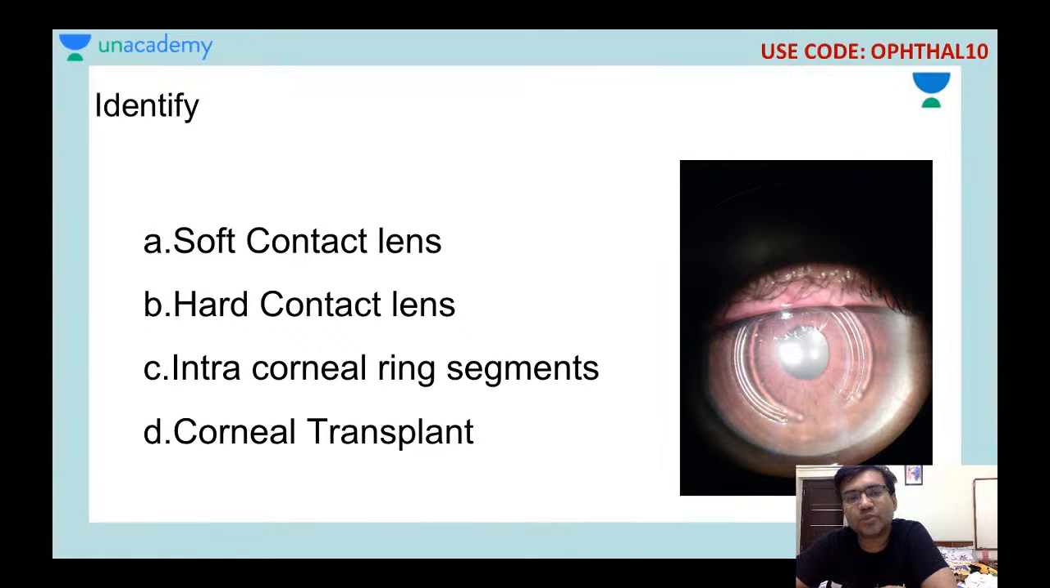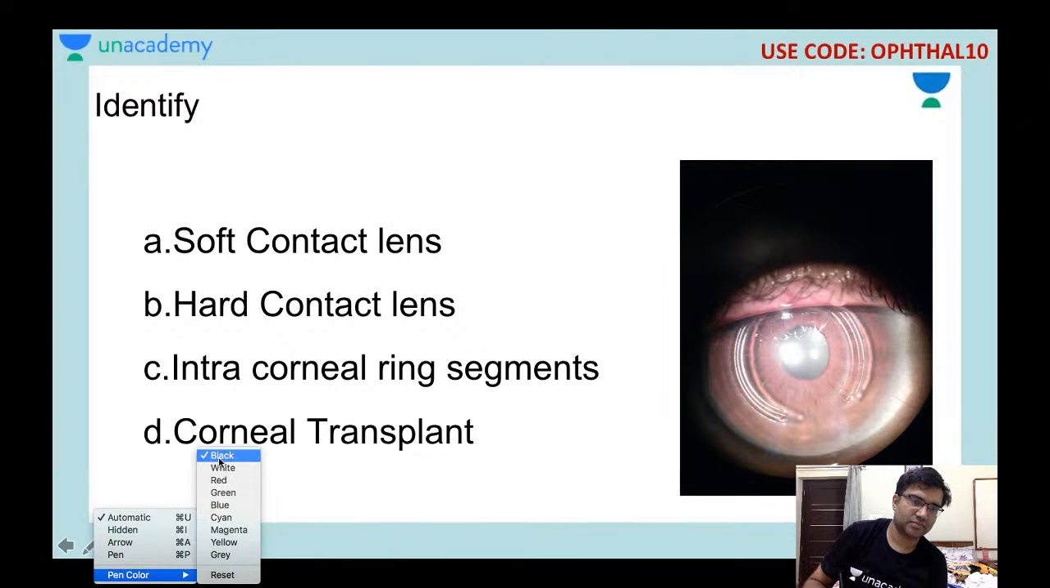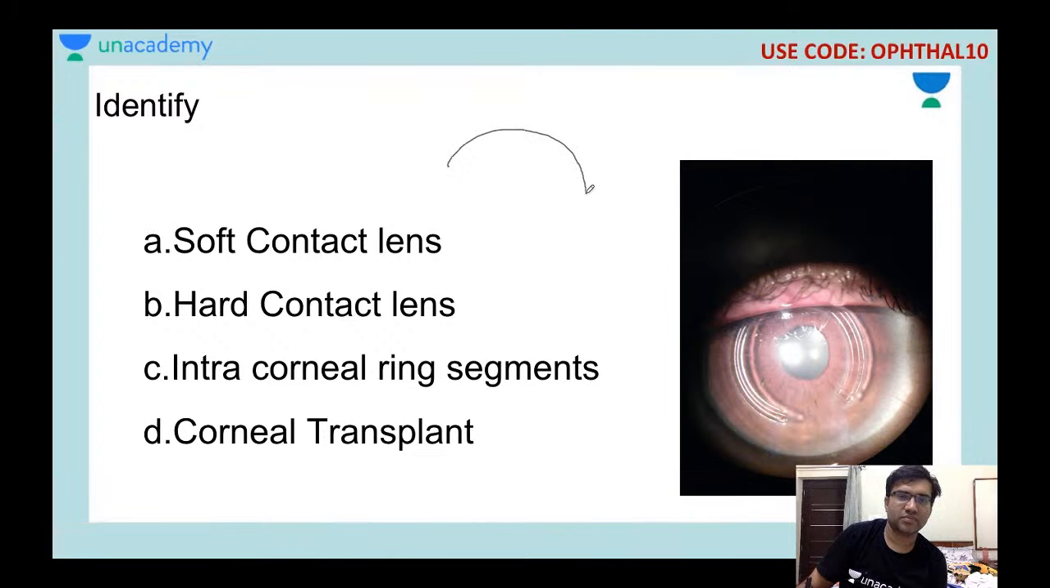Then this is my next question. Identify the procedure being done in the patient. Is it a soft contact lens, a hard contact lens, intracorneal ring segments, or a corneal transplant which is going on? In this picture you can very easily see that there is a ring which I have put inside the stroma. This is the stroma and here I have put a ring.